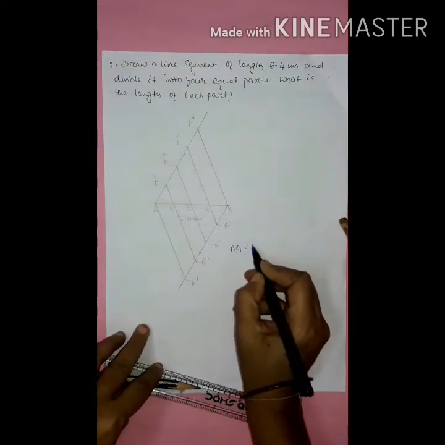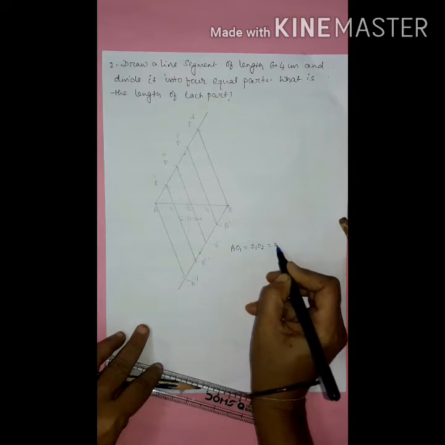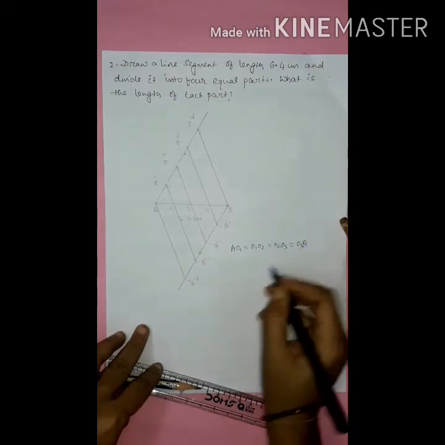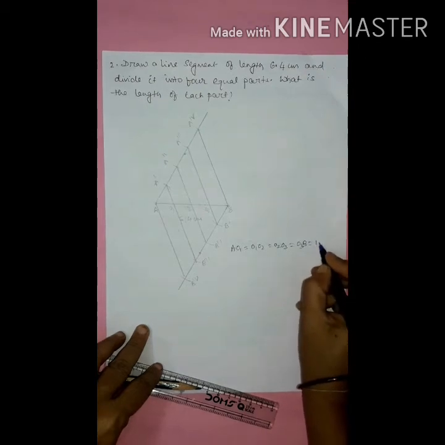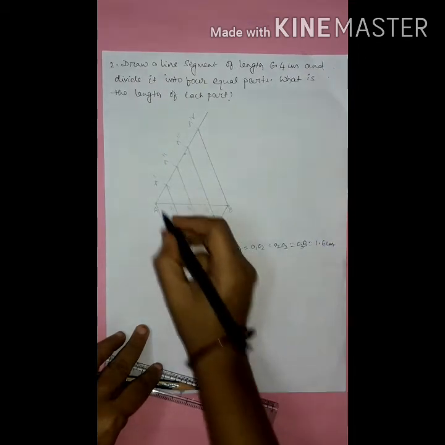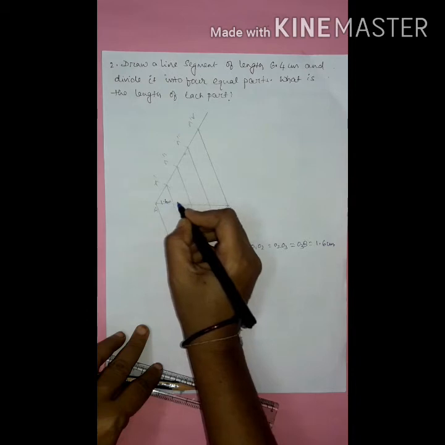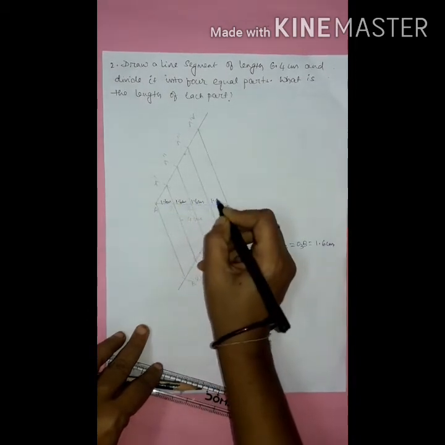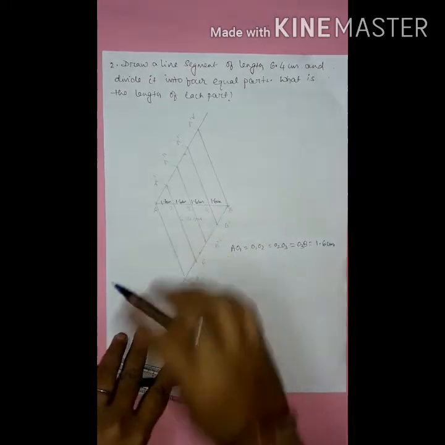That is, AO1 is equal to O1O2, is equal to O2O3, is equal to O3B. Each part is equal to how much? 1.6 centimeter, 1.6 centimeter, 1.6 centimeter, 1.6 centimeter. So this is the answer.